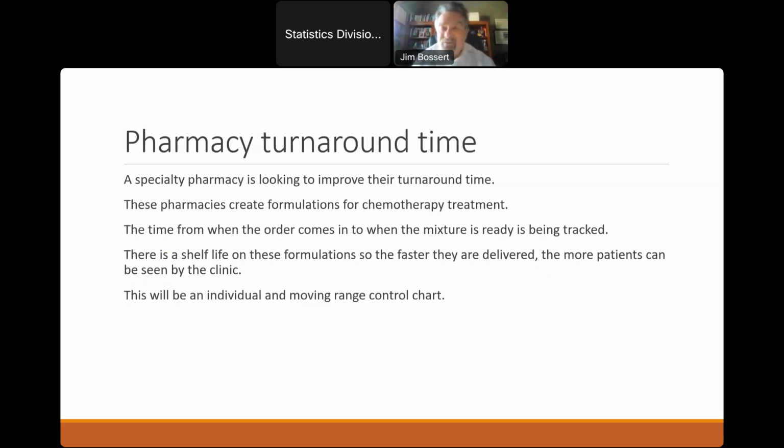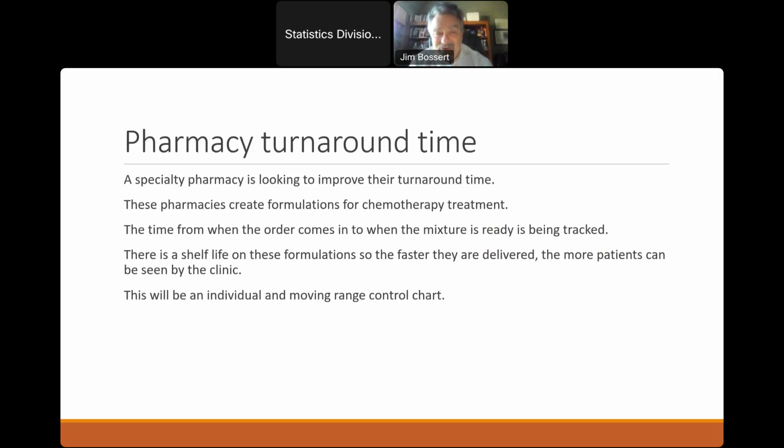Now, let's go to pharmacies. Nobody likes going to pharmacies to get medication because you never know how long it's going to take. In this case, I'm looking at what's known as a specialty pharmacy. Specialty pharmacies are looking at formulations for chemotherapy. So they're looking at special formulations they're making that are chemical in nature, they're liquid. And basically, they have a shelf life. So they can't sit on the shelf very long. They have to be made up within a certain time frame and given.